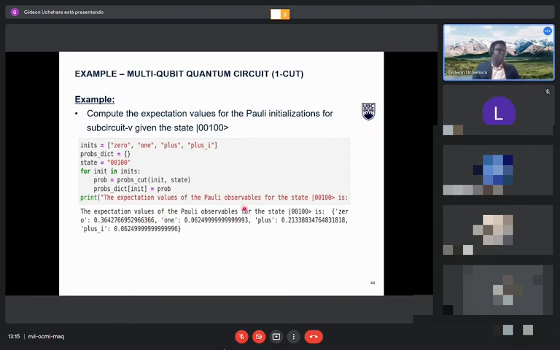So it returns to you some probability values for the different initializations. For this state here, this is the state that we're interested in. If we initialize it to state 0, then this is the probability outcome for the state 100. And if we initialize it to state 1, this is the probability outcome, and so on and so forth.